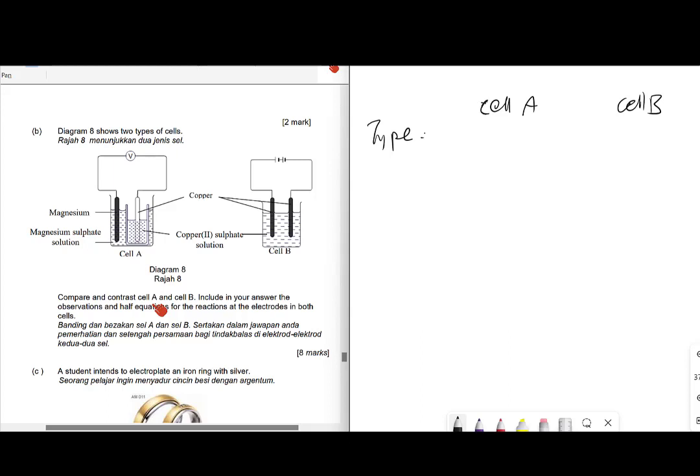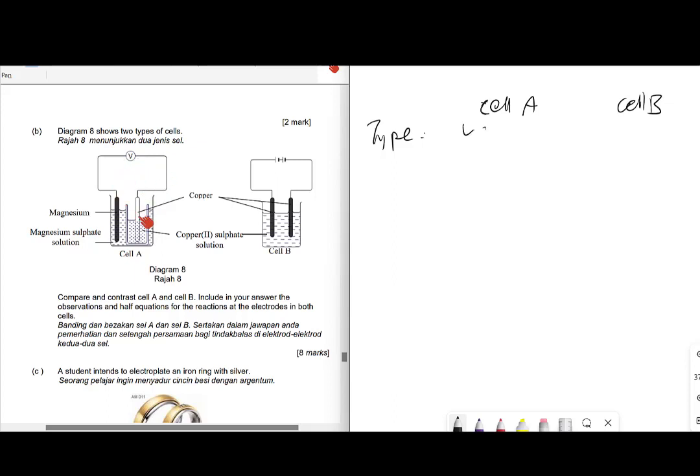So how do we tell? First, you look at inside the wire. You can see this cell A is connected to this V, we call it the voltmeter. But cell B connects to this battery. So whenever you use a battery, it means this cell is using electricity, while this one is producing electricity. So this is known as your voltage cell because a voltmeter is used here.